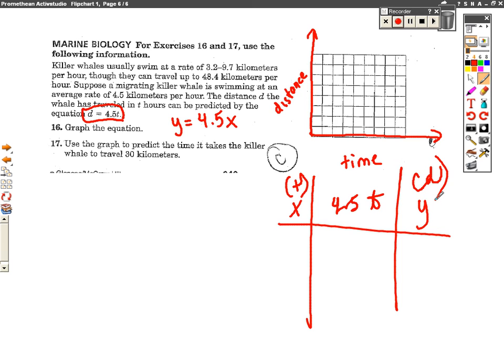So I could pretty much use whatever x I want. Since you can't go negative time, we're going to use 0. I'll go 5 and then 10. So 4.5 times 0, you get a y of 0. 5 times 4.5 is 22 and a half. And 10 times 4.5 is 45. So I've got to be able to graph anywhere from 0 to 45.